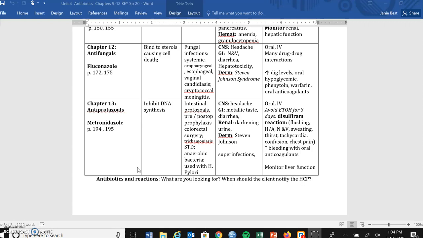For all of these antibiotics and reactions, you need to know what you're looking for with the individual antibiotic, antiviral, antifungal, or antiprotozoal, and when that client should notify their healthcare provider that they are having an adverse reaction.